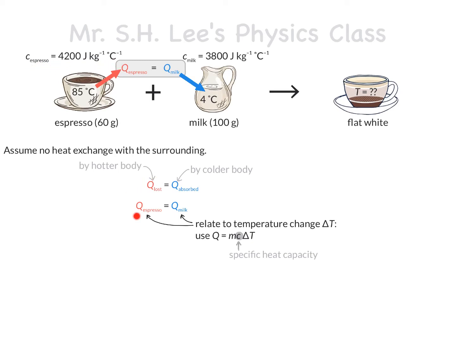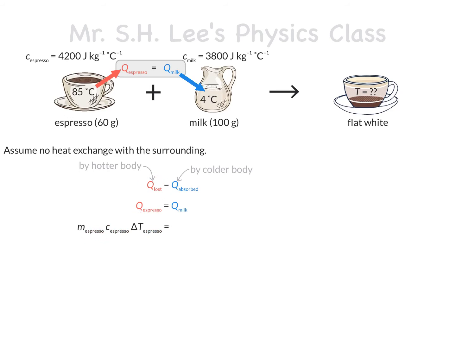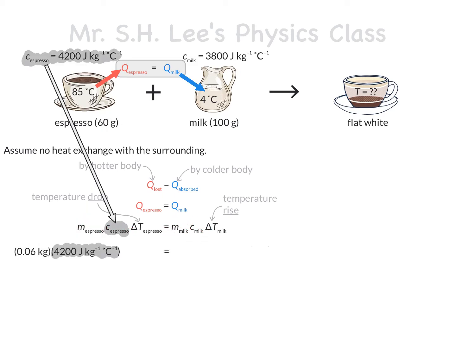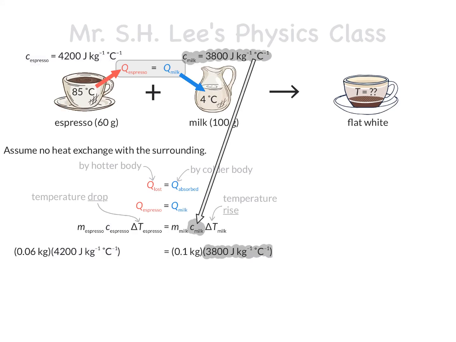So, the heat lost by the hotter espresso is given by its mass times its specific heat capacity times its delta T. Be reminded that since this is a heat loss, this delta T refers to a temperature drop. Similarly, the heat absorbed by the milk is equal to its mass times its specific heat capacity times its delta T, but this delta T is a temperature rise as the milk absorbs heat. So, we have this equation. Now, the specific heat capacities and the masses are just values given above and can be plugged into this equation. Then what about their delta T's?